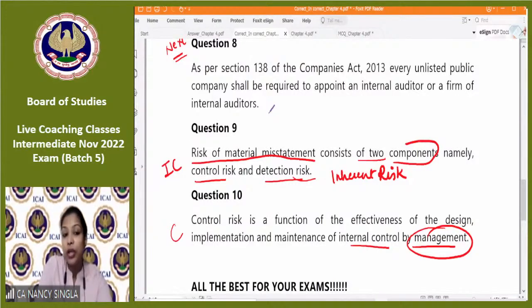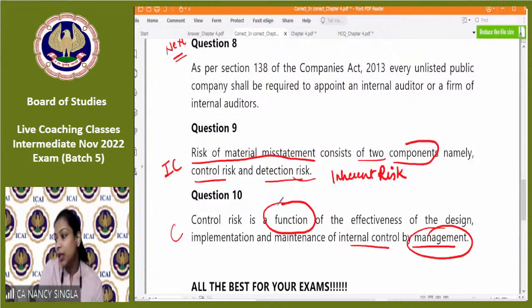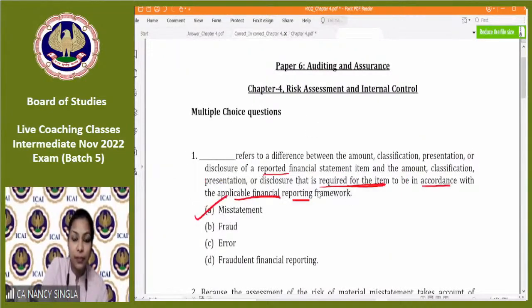Shri Ram, it is not mentioned that control risk refers to. It is mentioned it is a function of effectiveness of. Shri Ram, is it clear? It is not mentioned that control risk means. It is mentioned it is a function of the effectiveness of design, implementation and maintenance of internal control by management. So Shri Ram, is it clear? Please send in your reply. So the answer is A.